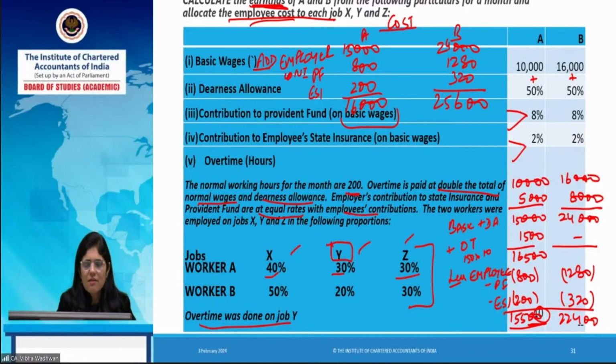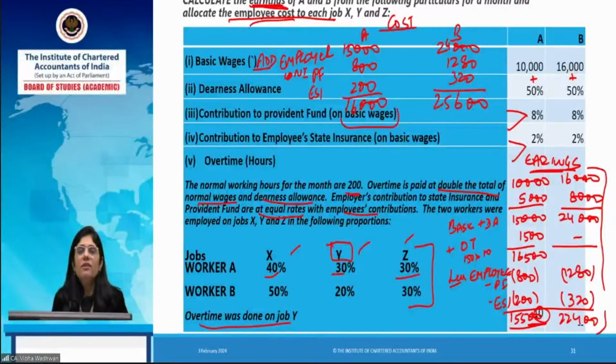So first thing, we have calculated the earnings. Earnings means what the employee will receive. So again, I'm explaining it to you the last time. When we calculate the earnings to the employee, we deduct the employee contribution. But when we calculate the employer cost, then we add the employer contribution, which is contributing towards the fund. Clear? So employer cost we have to allocate to the jobs.